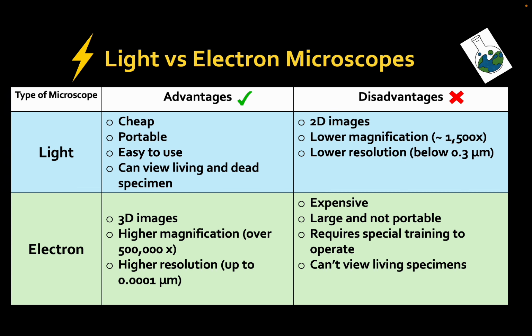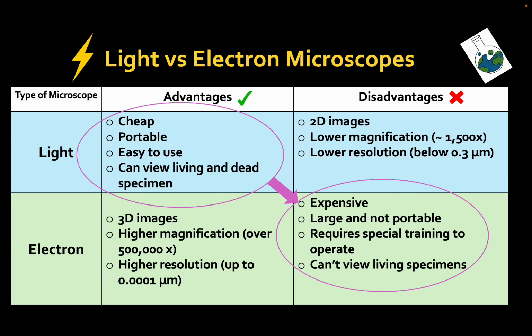So let's give a pause here for a minute. Do you notice a pattern? If you look at the advantages of the light microscope and we compare them with the disadvantages of the electron microscope, you can pretty much see that they're opposites. So while one is cheap, the other's expensive. While one is portable, the other one's not portable. While one can see living and dead specimen, the other one can't. So essentially, I would advise, try to learn one and you'll be able to figure out the other one.